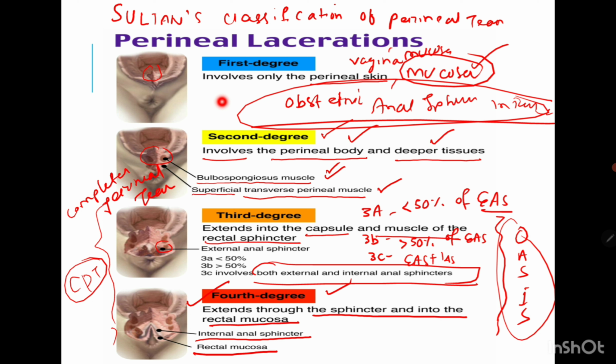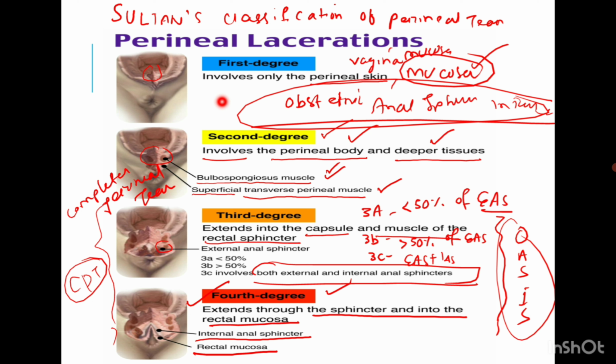Okay, so basically the Sultan's classification system of perineal tear has divided them into first degree, second degree, third degree and fourth degree. The first degree involves the vaginal mucosa. The second degree involves the perineal body and the muscle tissue, which includes the bulbospongiosus and superficial transverse perineal muscles. The third degree involves the capsule and the muscle of the rectal sphincter, again the external sphincter and internal sphincter. Based on that, they have divided it into 3A, 3B, 3C.